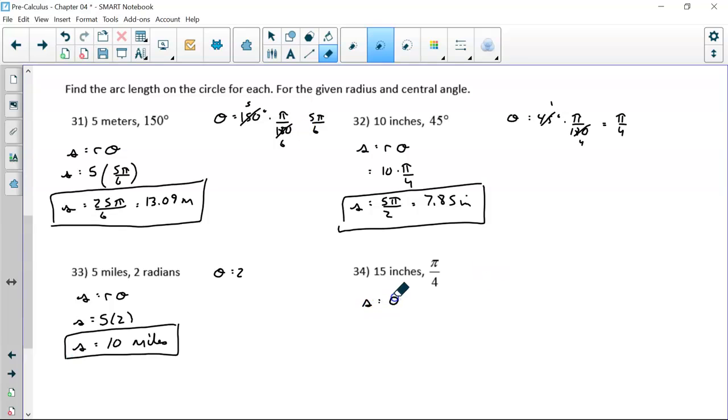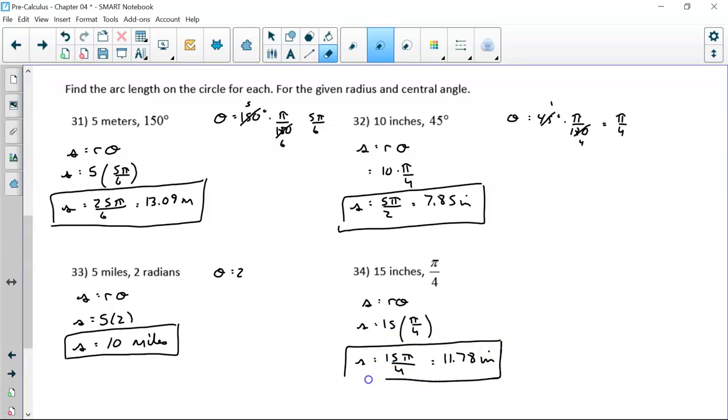S equals r times theta. 15 times. Now, pi over 4 is already in radians. So 15 pi over 4 is the exact, and that's about 11.78 inches. So there's the exact and the estimated arc length. The key there is to make sure that theta is in radians.